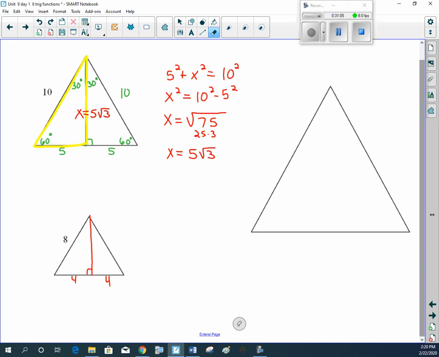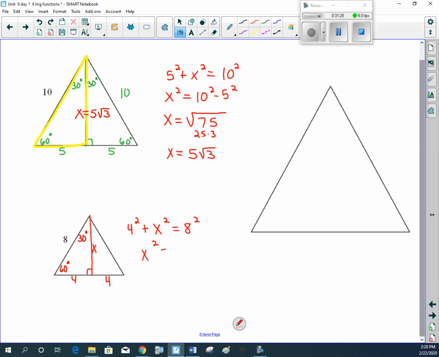And then this angle up here, so this is my 60 degrees, and this is my 30, and then this is my x. So I'll do the Pythagorean theorem again. So a squared, that'll be my 4, plus the b squared, which is my x, equals the hypotenuse squared.